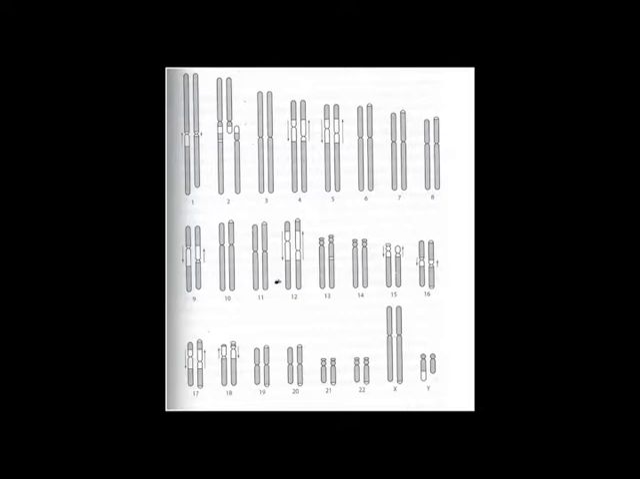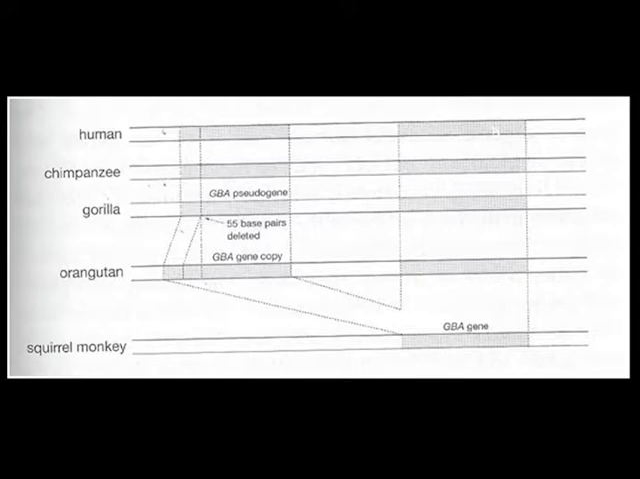There is still more evidence to the theory, this time using pseudogenes to explain evolution. A pseudogene itself is a non-functional copy of a functional gene, having lost its use through multiple mutations. In 2009, a study done by scientists at the University of Victoria compared the pseudogene of the GBA gene between humans, chimpanzees, gorillas, orangutans, and squirrel monkeys.